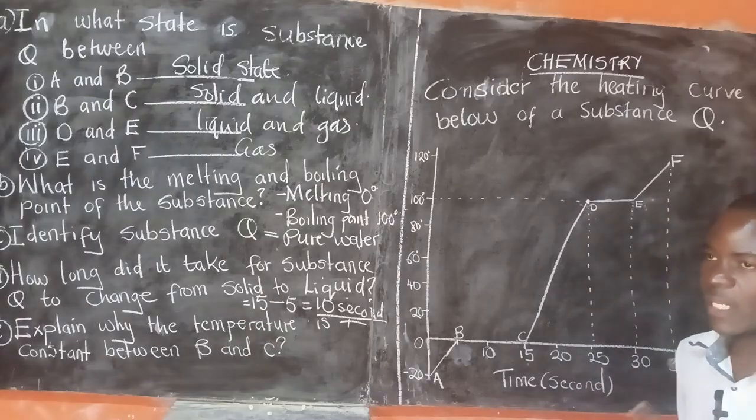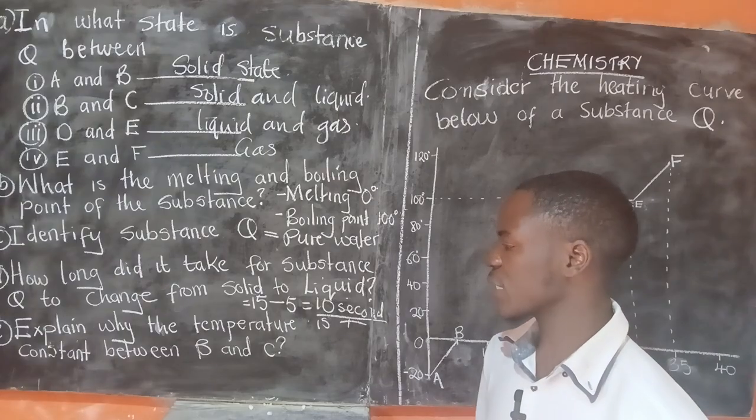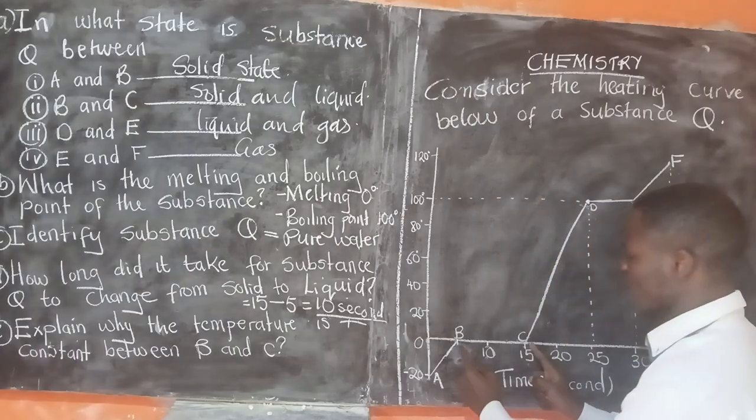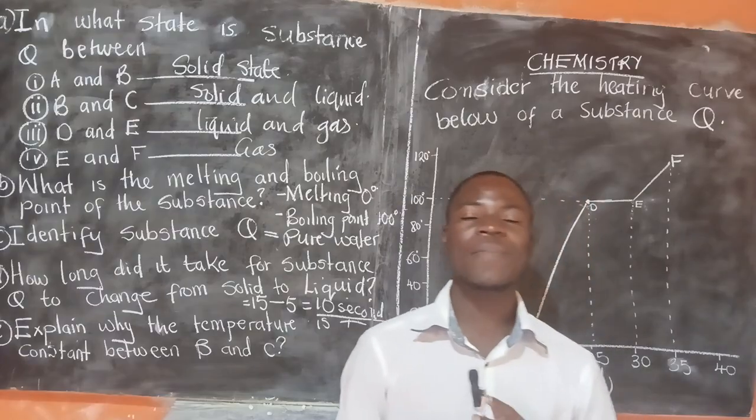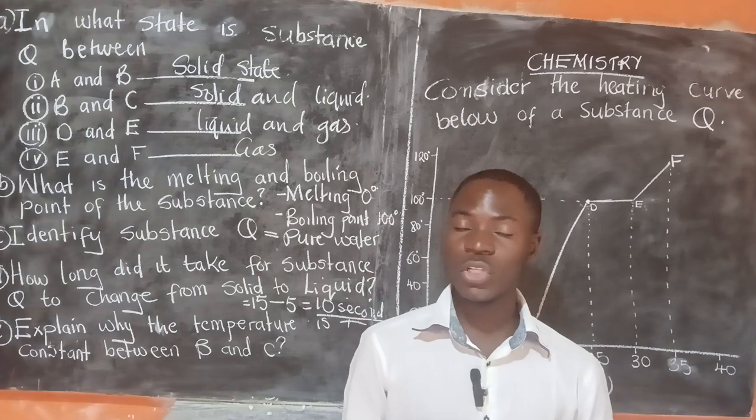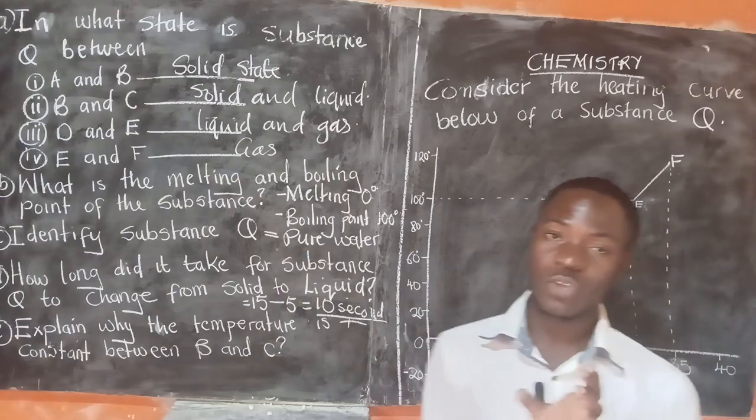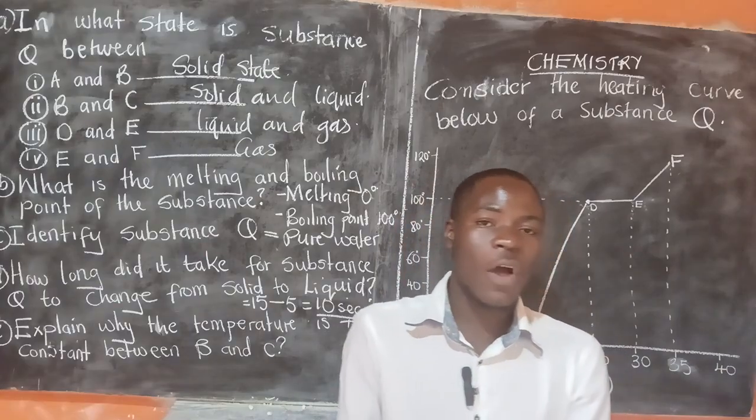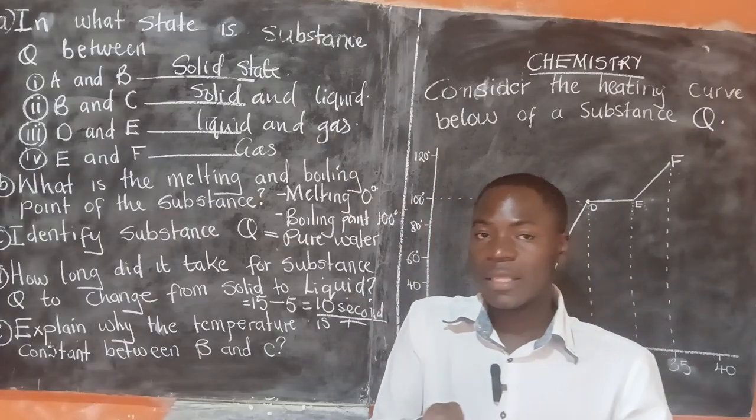Okay, lastly, there is this question where they're asking to explain why the temperature is constant between B and C. So explain why the temperature is being kept constant. On how you explain, this is where I need you to pay particular attention, because a lot of students have multiple challenges there. To explain why the temperature is being kept constant between B and C, you want to say that between B and C, you know that it is the melting point, right? It is part of melting.